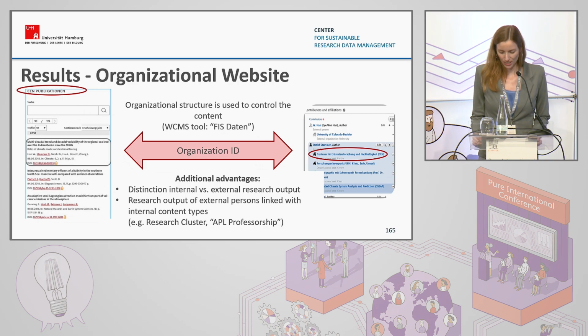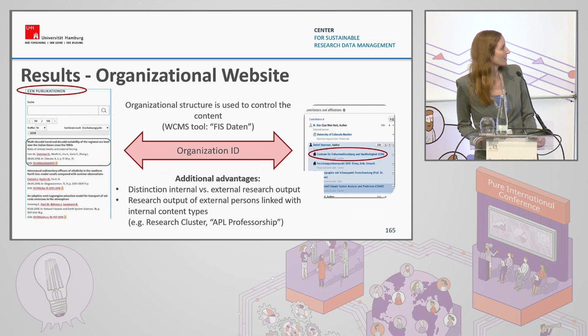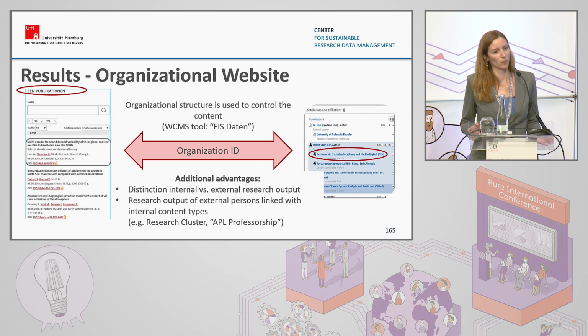For the organizational website, we have an organizational ID. This ID is based on the internal organizational structure in Pure and used to control the content. Using an organizational ID here also has 2 additional advantages. First of all, you can distinguish between internal and external research outputs. When it's linked to an organizational ID, you can make sure that you definitely see only internal research output.